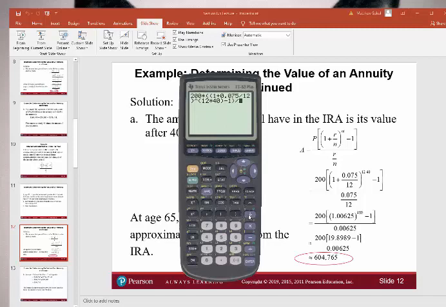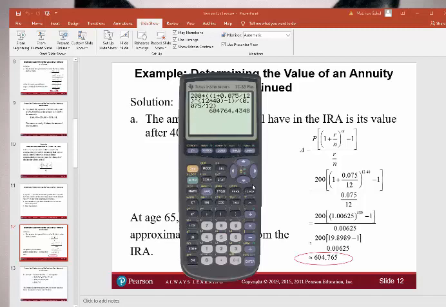And then I need to divide that by, now to do this part, the rate divided by the number of times per year, you're going to have to put that in parentheses: 0.075 divided by 12. Close the parentheses. And look: $604,764. I'm just going to round it up to the nearest dollar here. We'll always round up for these cases. That's crazy.